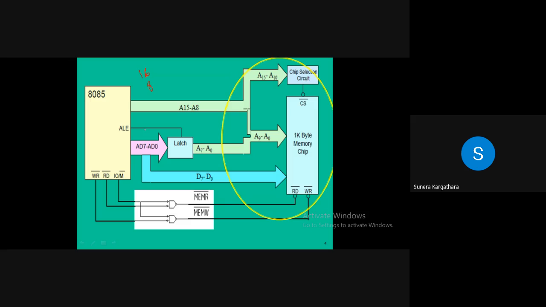So 8085 microprocessor is with me. I want to connect RAM with my microprocessor, and the size of RAM that I want to connect with my microprocessor is 1K. Can anyone tell me, if I want to address 1K memory, then how many address lines do I require? If I want to address 1K memory, how many address lines do I need to use?